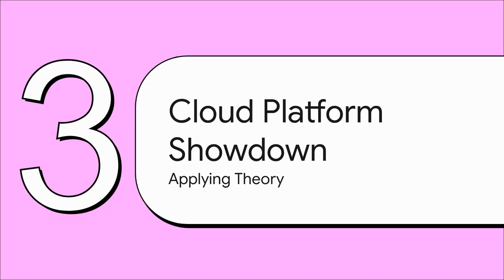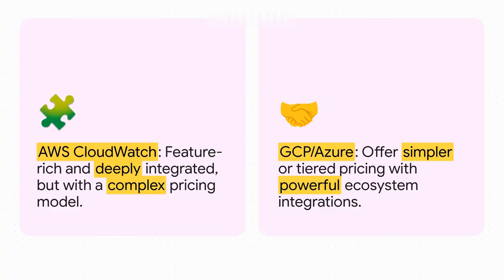Okay, so we have our theory. We have our 4 pillars. Now, let's get real and apply it to the world of the major cloud providers. It's time for a quick cost showdown. So, at a high level, each platform kind of has its own personality. AWS CloudWatch is the powerful, deeply integrated default, but its pricing can feel like it has a million moving parts. GCP Cloud Logging is known for its simpler pricing and its incredible analytical power through BigQuery. And then Azure Log Analytics is, of course, tightly woven into its ecosystem, and it rewards commitment with better pricing.